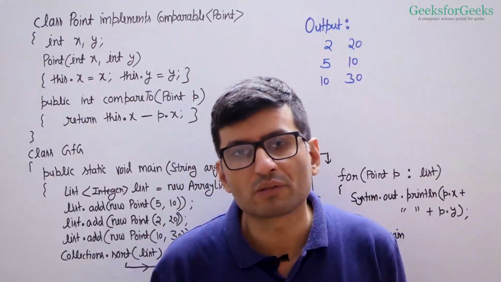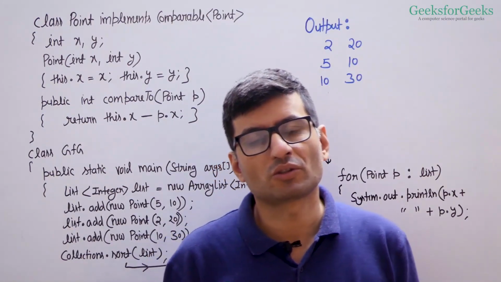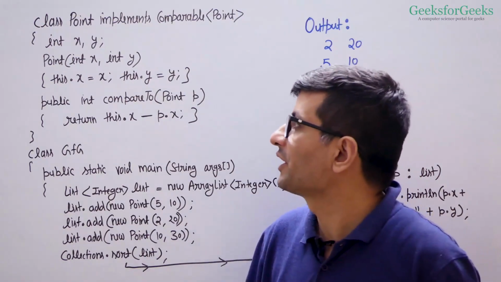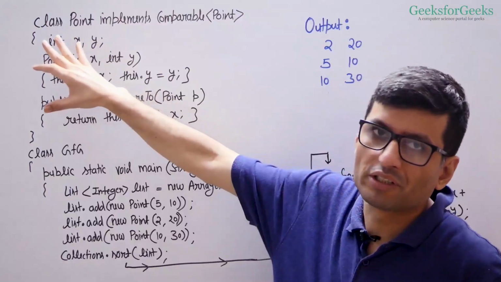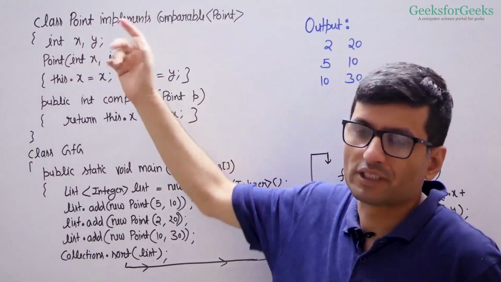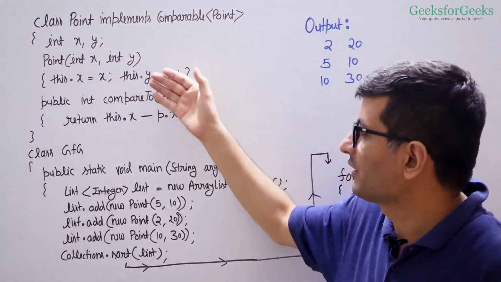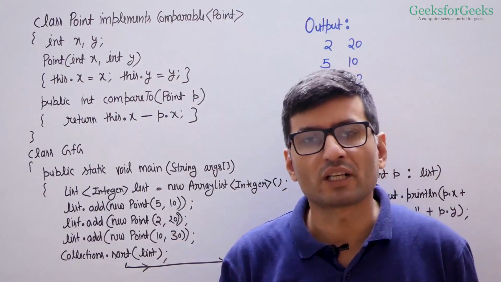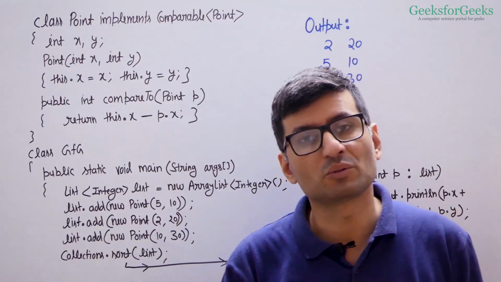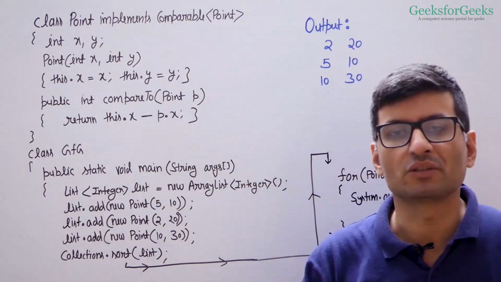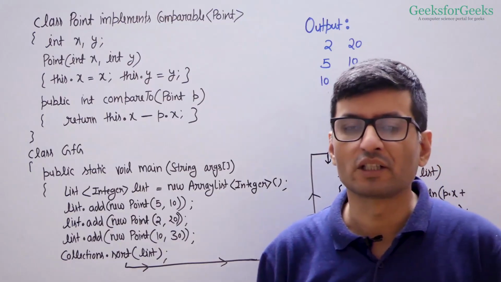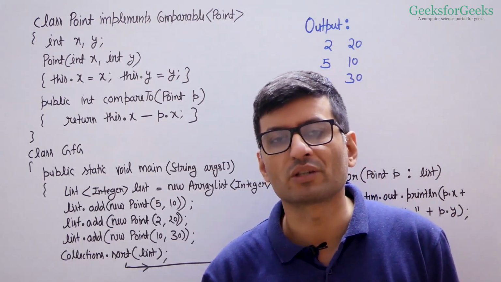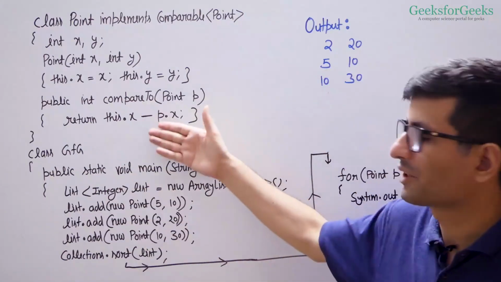Here is an example of collections.sort for sorting a list of items of user defined type. So I've created a user defined type point here, and this class has 2 members x and y. This class has a constructor, and this class implements comparable interface. So when a class implements comparable interface, you can use binary search on the objects of this class. You can use sort on the objects of this class. You don't need to do any extra work if you want to sort this array according to the same order as the compare to function implements.